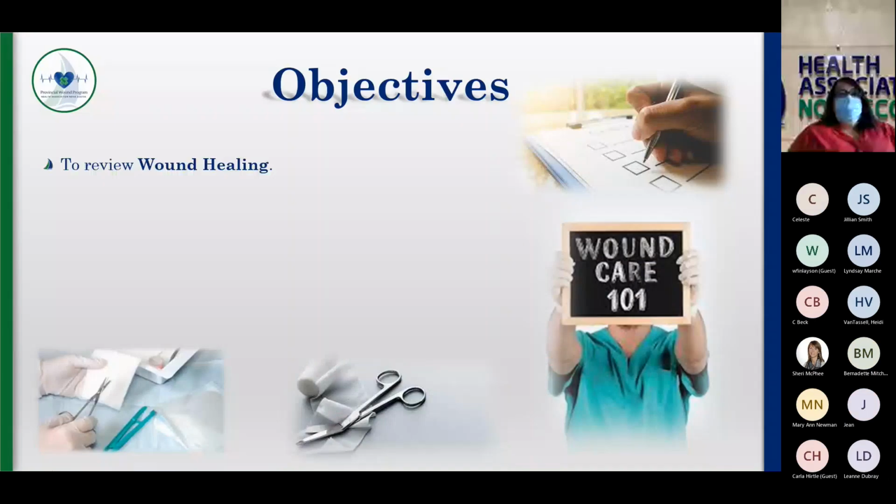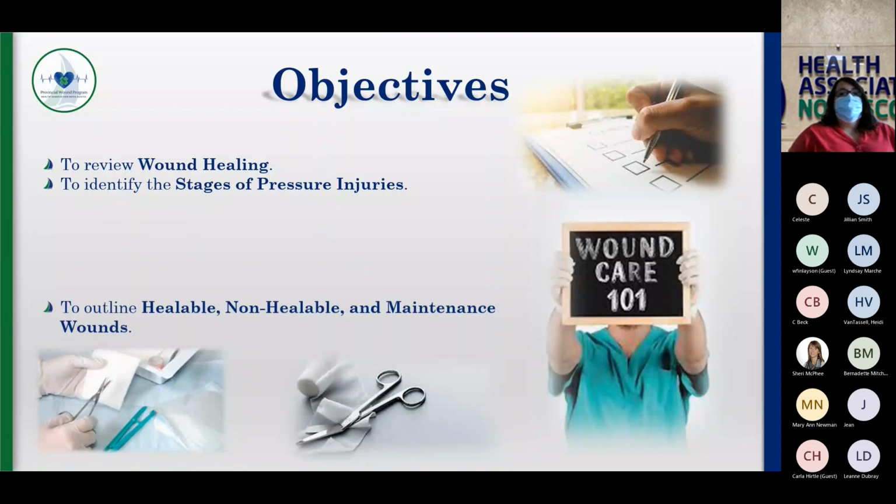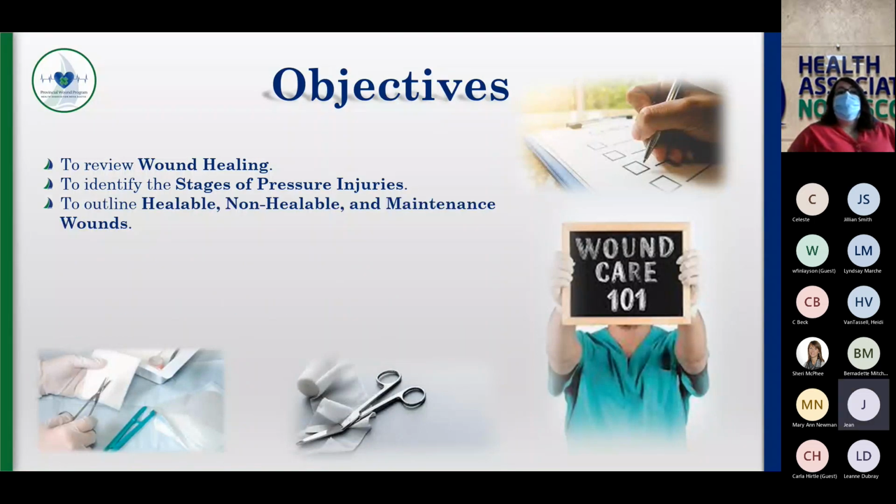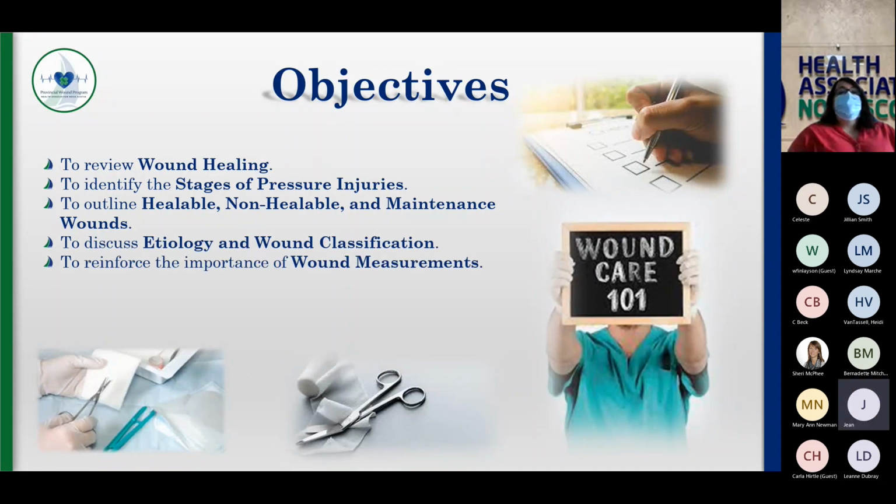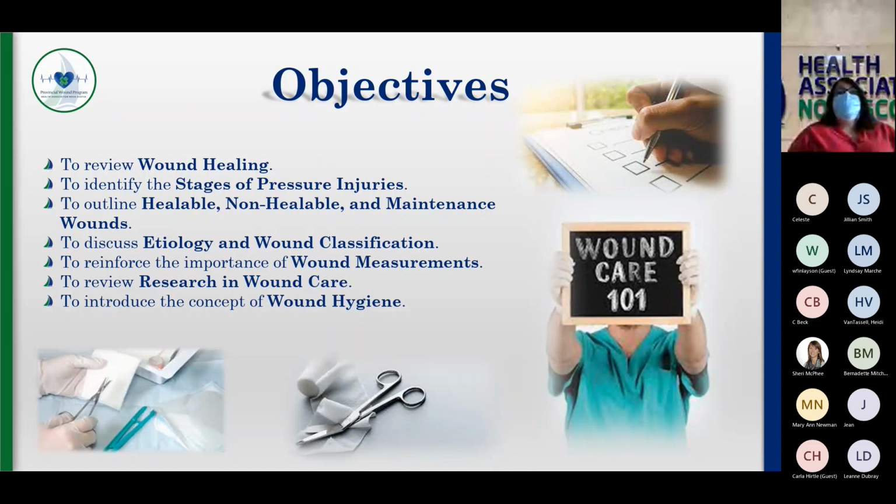Part 2. The objectives for today are to review wound healing, to identify the stages of pressure injuries, to outline healable, non-healable, and maintenance wounds, to discuss etiology and wound classification, to reinforce the importance of wound measurements, to review research in wound care, and lastly, to introduce the concept of wound hygiene.